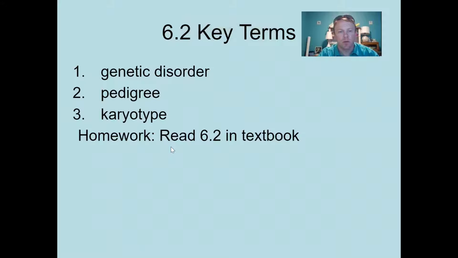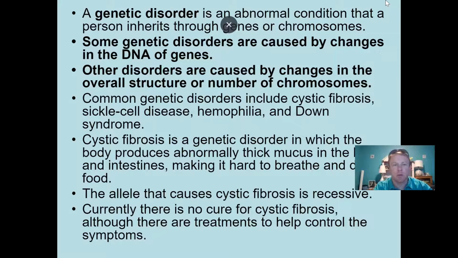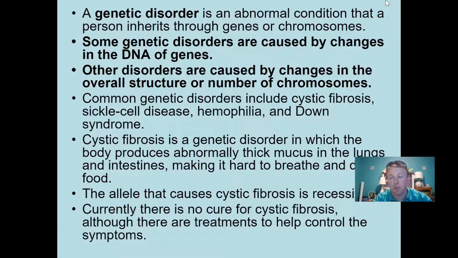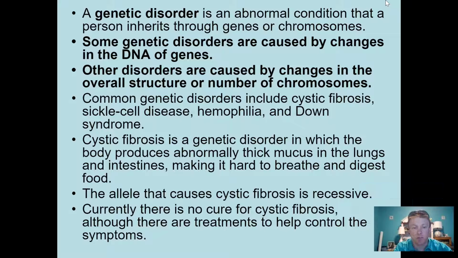Okay, so we're going to go over genetic disorder, pedigree, and karyotype. A genetic disorder is an abnormal condition that a person inherits through the genes and the chromosomes. Some genetic disorders are caused by changes in the DNA and the genes. Other disorders are changes in the overall structure or number of chromosomes, such as Down syndrome. Common genetic disorders include cystic fibrosis, sickle cell disease, hemophilia, and Down syndrome.